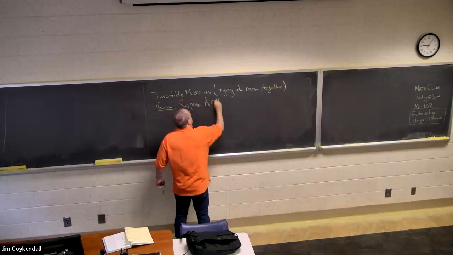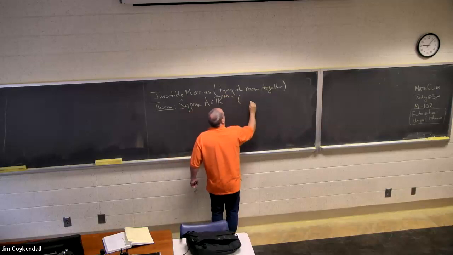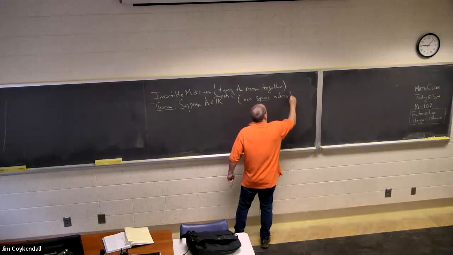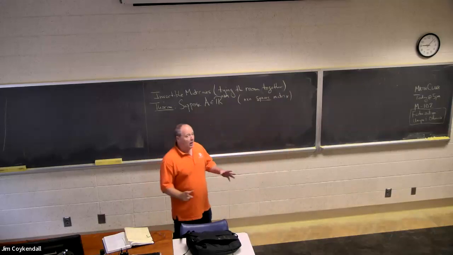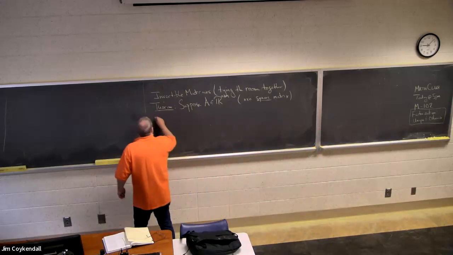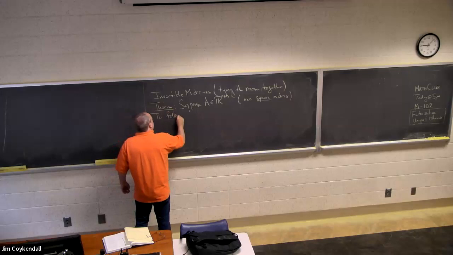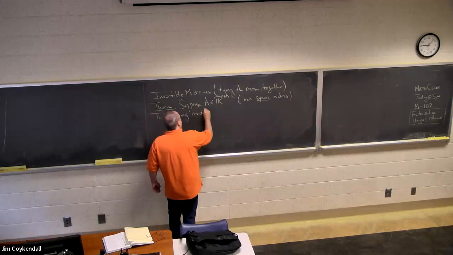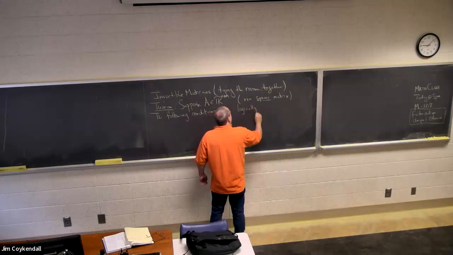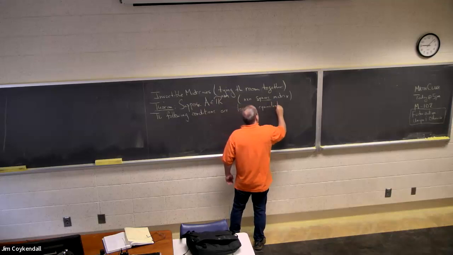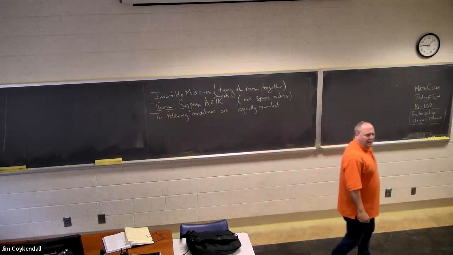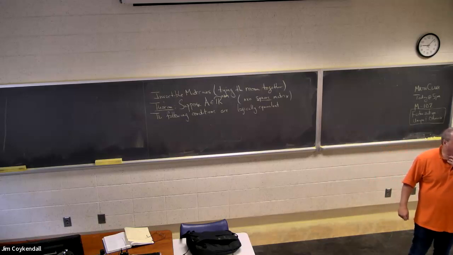Suppose A is a square matrix. Let me emphasize this: in this theorem, I'm only talking about square matrices, the same number of rows and columns. The following conditions are logically equivalent. Do you all know what I mean by that? Logically equivalent: these statements are all the same.